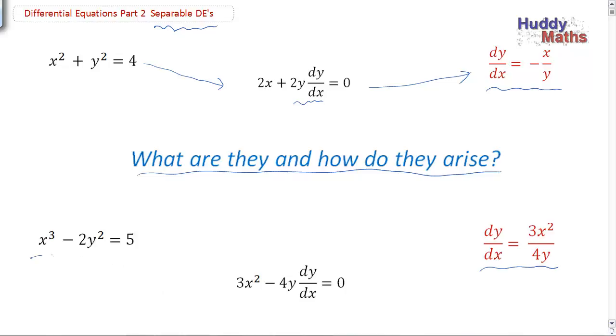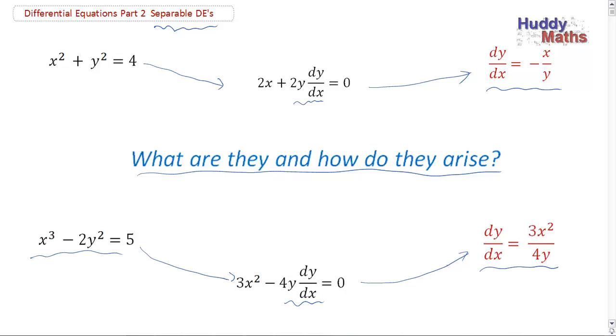What about this one down here? If you differentiate it, do you agree you get that? Look at this in here. It's occurring in the middle there. And then when we make dy by dx the subject of the formula, you've got that expression there. So I wonder why they call them separable DEs.